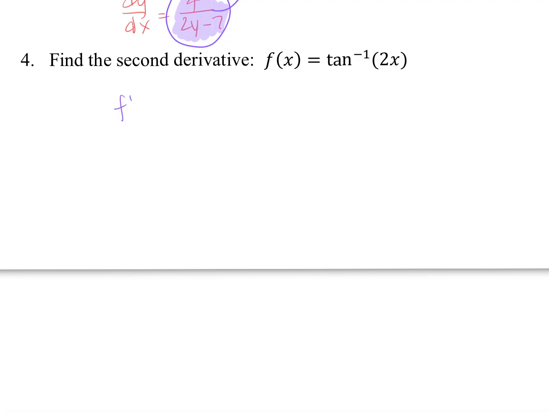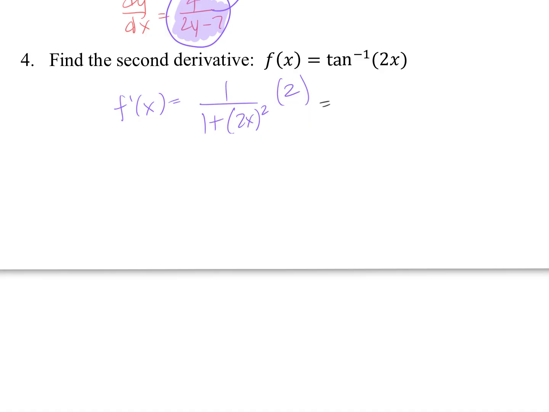Second derivative, here we go. Well, f prime is what? What's the derivative of inverse tangent? Gross! Inverse tangent, but not as gross as inverse cosine. Inverse tangent: 1 over 1 plus, what's my angle? 2x, squared. What do they want us to forget? Times the 2. It's so easy to forget that chain rule, you guys.